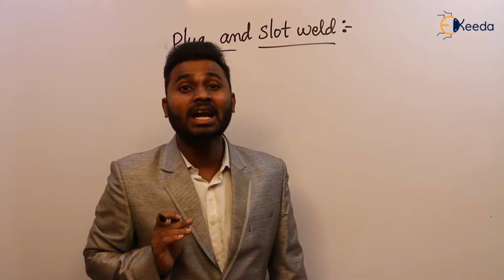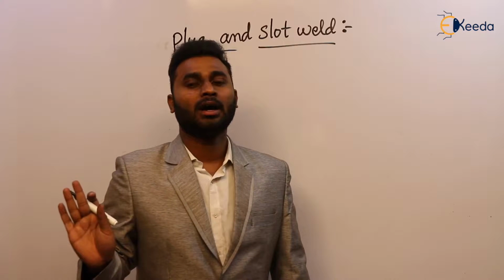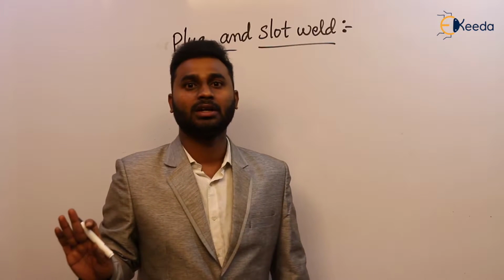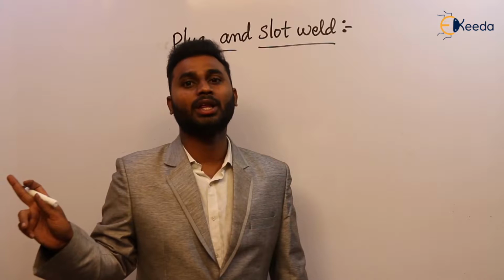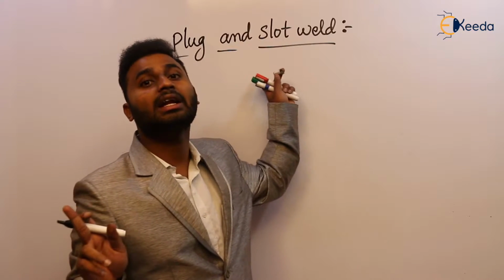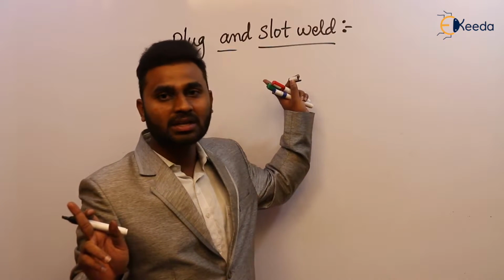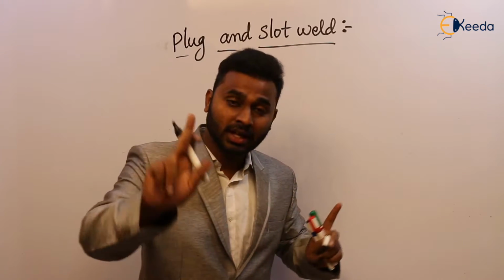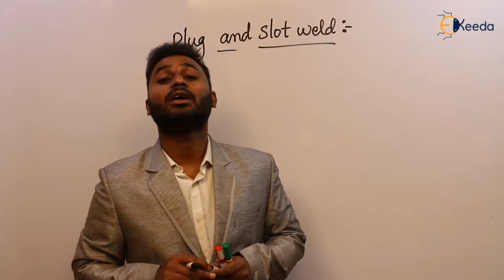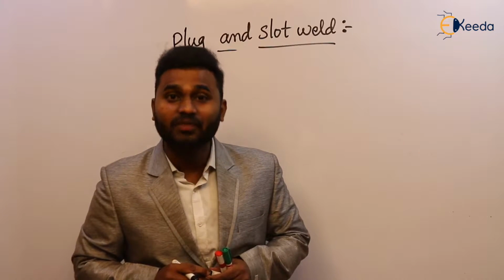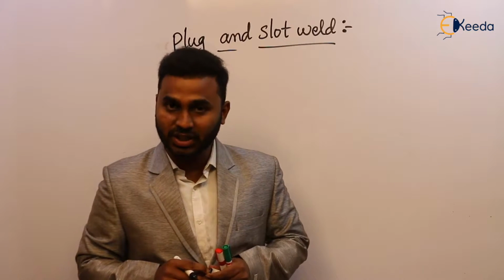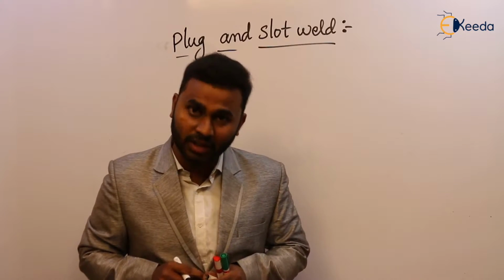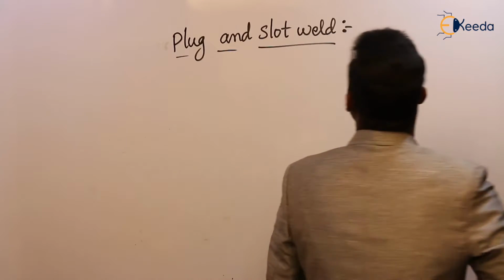So if required length is not provided, or if required length is not sufficient to take that external load, then we go for this. The alternative is this. Plug and slot weld is not a different type of weld. It is provided along with fillet weld if the length is not sufficient. If required length is not sufficient, then plug and slot weld is provided along with fillet weld. That is the condition for providing these welds.